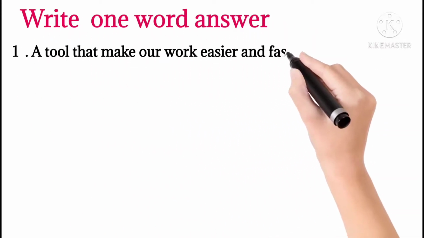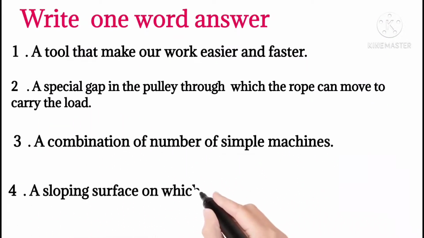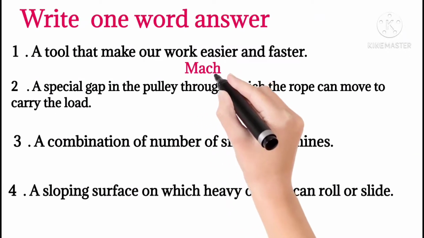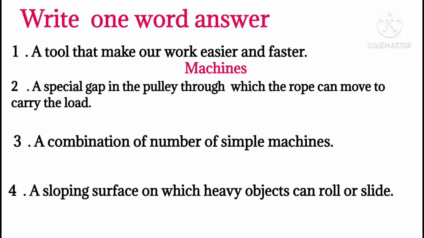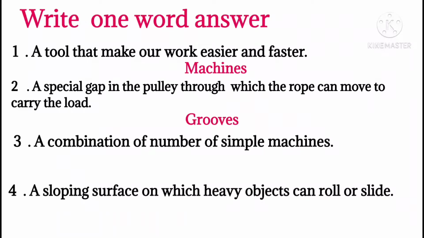Write one word answer. 1. A tool that makes our work easier and faster. That is machine. 2. A special gap in the pulley through which the rope can move to carry the load. That is groove. 3. A combination of number of simple machines. That is complex machine.